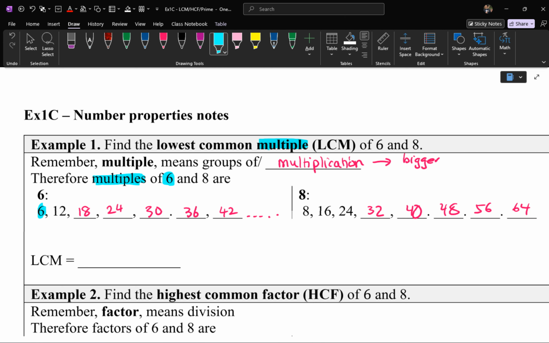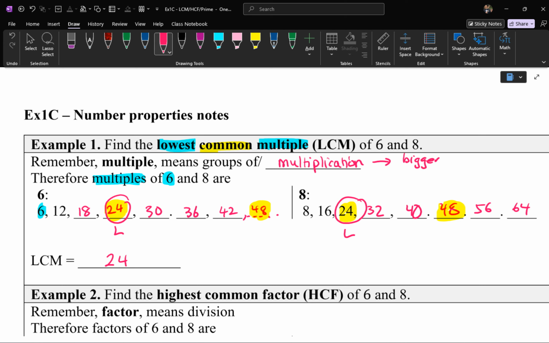So what does lowest common multiple mean? Now that you've got the multiples, we're looking for common. What do they both have in common? I can see that they both have a 24. Had I carried on the multiples, it would have been 42, 48, and again we would have had another common multiple, 48 and 48. But we don't want just common, we want the lowest common multiple. Therefore, the answer must be 24. Very good. So 24 is the lowest common multiple.